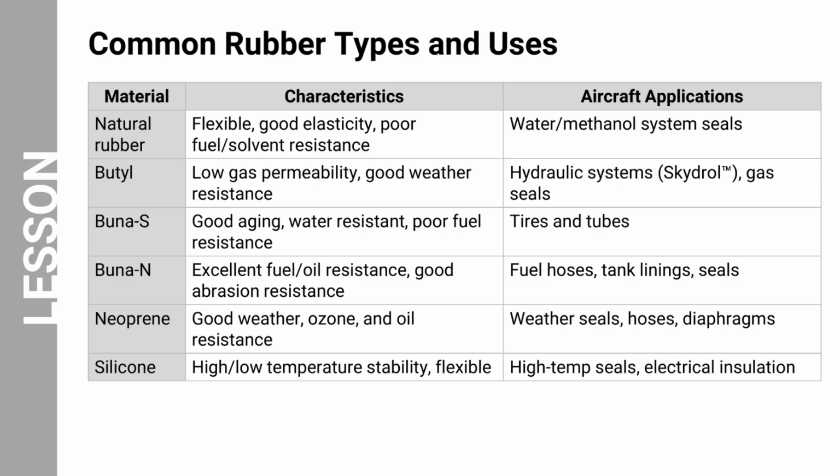Butyl rubber has very low gas permeability, which means it does not allow gases to pass through easily. It also resists weathering and certain hydraulic fluids such as Skydrol, making it suitable for hydraulic seals and gas retention applications. Buna-S rubber has good aging and water resistance, but it does not perform well when exposed to fuels or oils. Because of its durability under repeated loading, it is commonly used in aircraft tires and tubes.